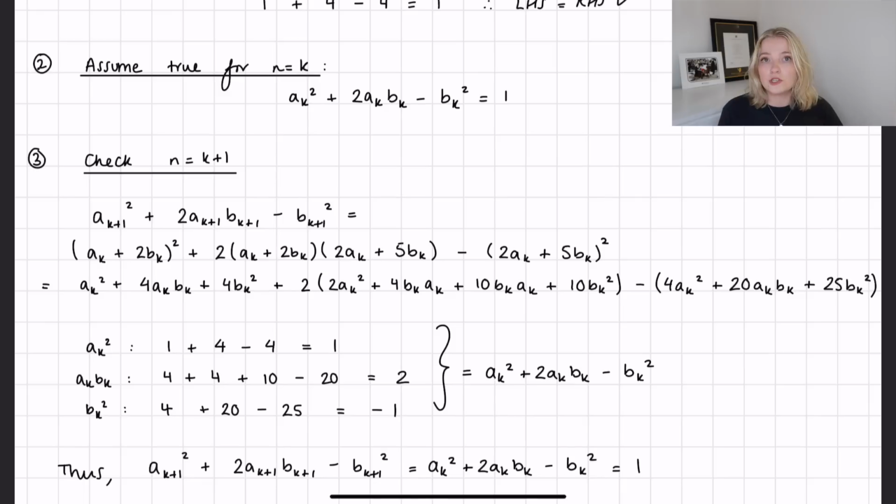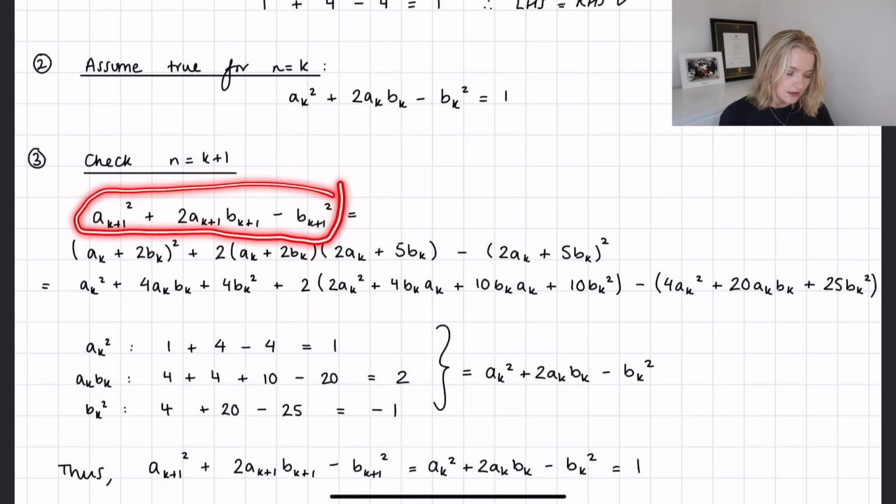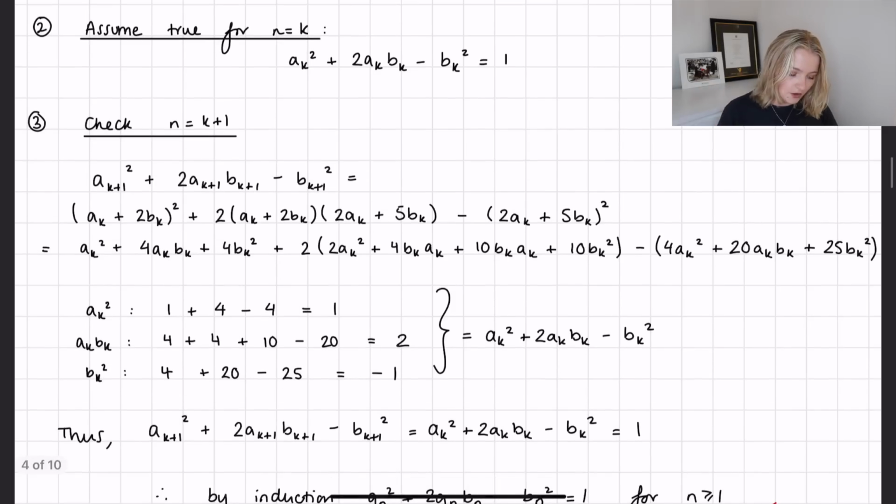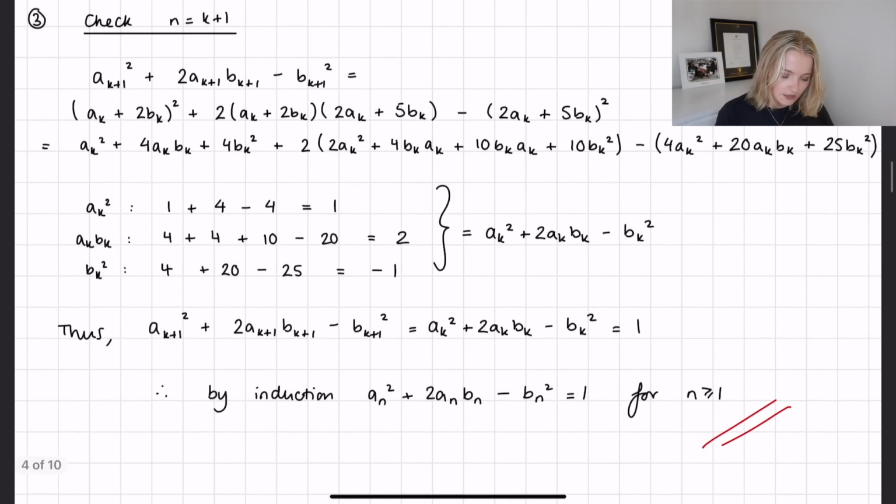And we know that we've assumed it's true for n equals k, so this equals 1. So we can say that this equals 1. Therefore what we've deduced is that the n equals k plus 1 situation says that this equals this, which therefore equals 1. And so we've proved by induction that it holds. So therefore by induction, this does equal 1 for n greater than or equal to 1.